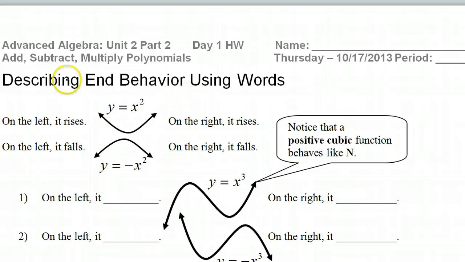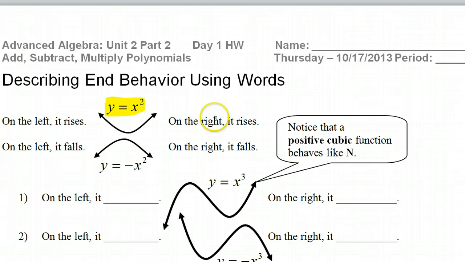Okay, let's start off with a quick review of end behavior. And let's see if we can extend this to the new types of polynomials. Now, when we talk about end behavior, we are talking about what happens on the left and what happens on the right. So looking at your typical quadratic equation, here's the most basic one possible. Sometimes we call this a parent function because all of the other quadratic equations are sort of modeled after this one. On the left it rises, and on the right it rises.